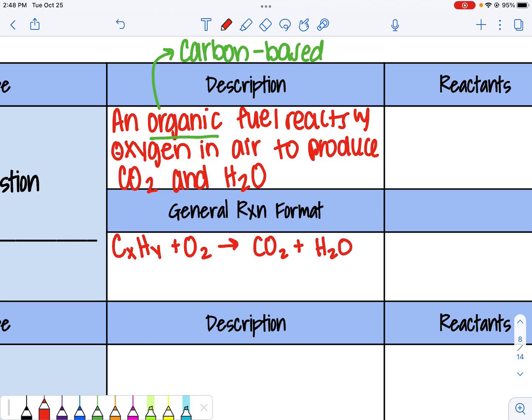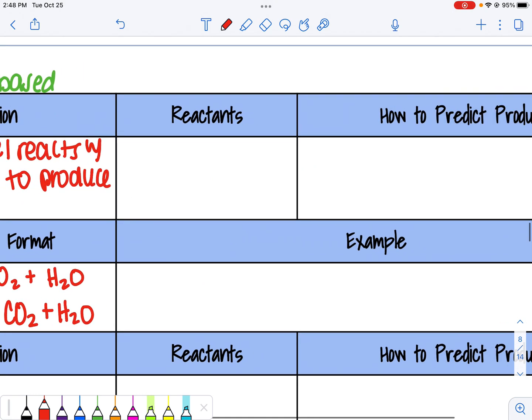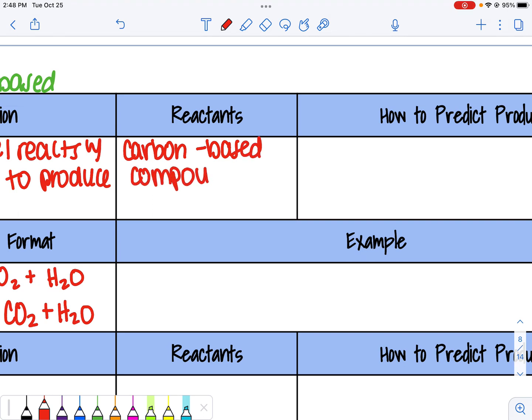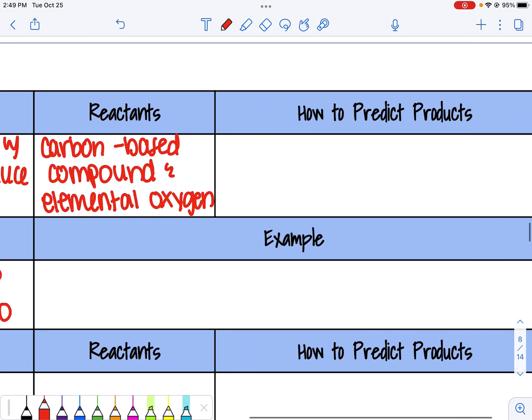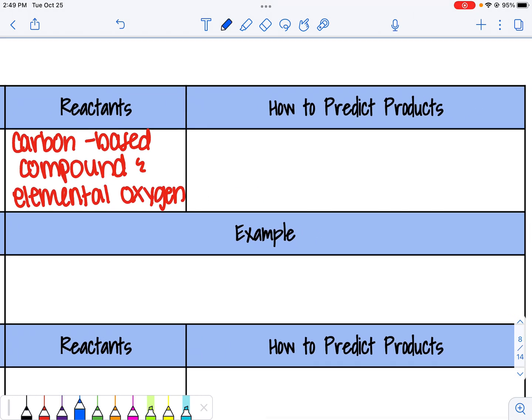That part doesn't change. But you could have an organic fuel that also contains oxygen. We've seen examples of this before. So you could have CxHyOz, and this could be your organic-based fuel that reacts with oxygen in the air to produce carbon dioxide and water. So your reactants every time are some carbon-based compound and elemental oxygen. Predicting products for this one is very easy because your products never change.